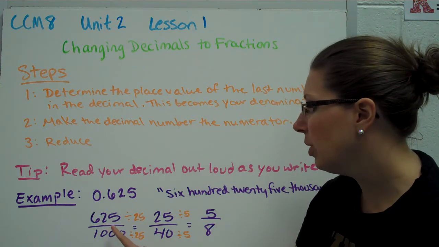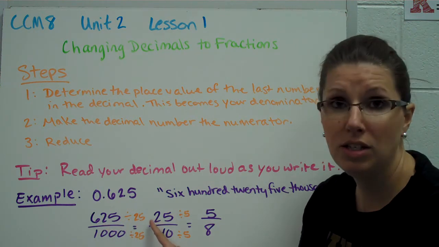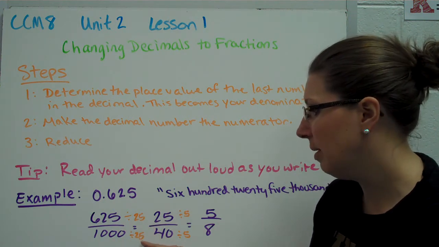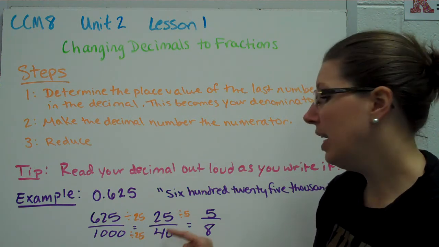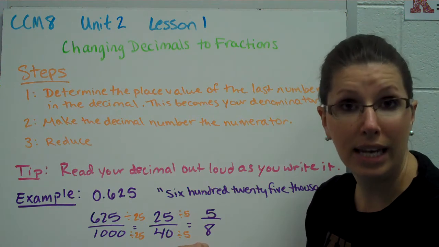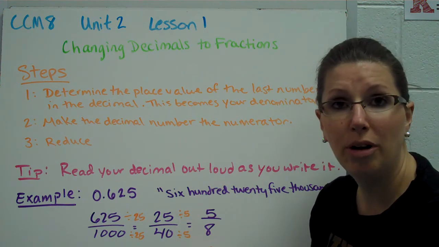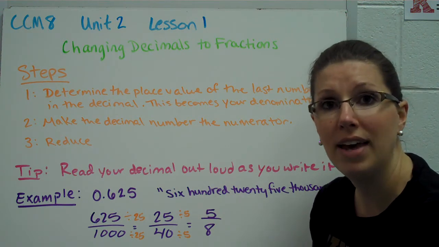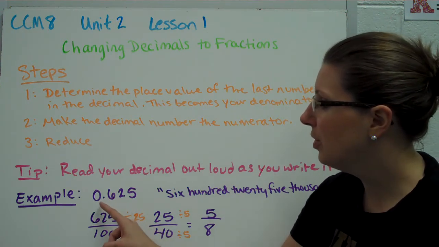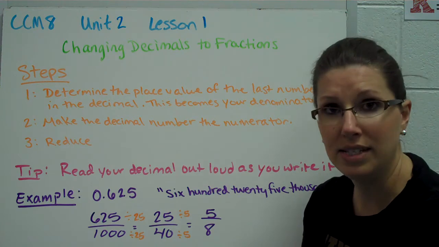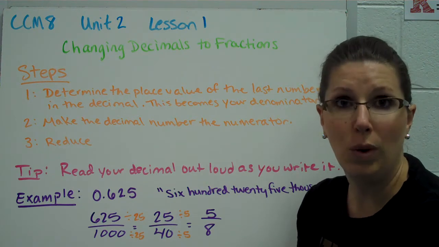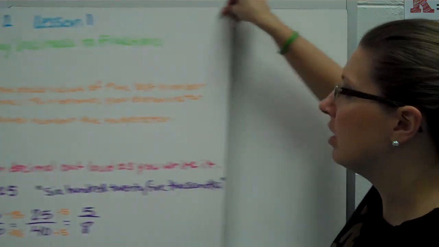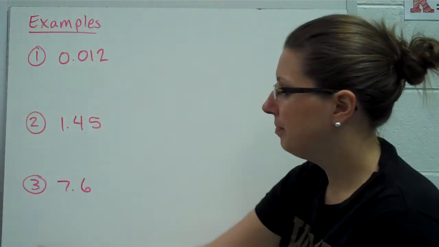So 625 divided by 25 is 25. 1,000 divided by 25 is 40. Now, I realize this can be reduced again if I divide both the numerator and the denominator by 5. I get 5/8. So 5/8 is equivalent to 625 thousandths, just in fraction form. So let's try a couple.